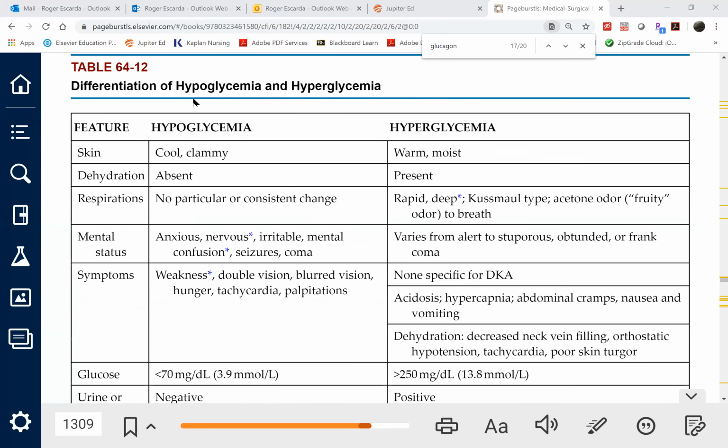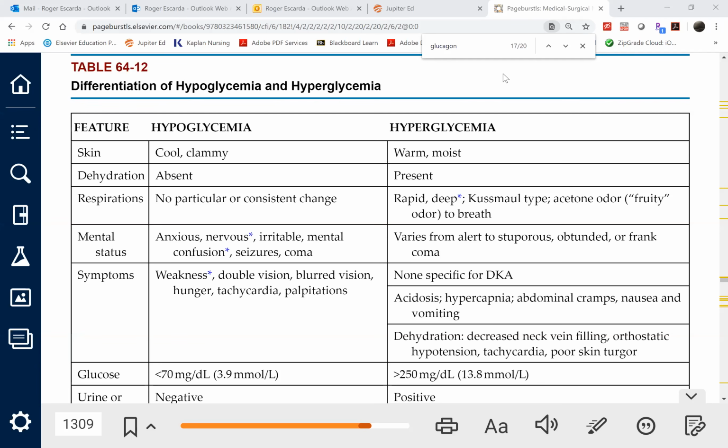Let's start with table 64-12, comparing hypo and hyperglycemia. There are 3 acute complications of diabetes. All 3 are life-threatening. Among the 3 though, hypoglycemia is the most life-threatening. The other 2, which are HHS and DKA, are both hyperglycemic episodes. I'm not saying those 2 are not life-threatening. They are. In fact, those 2 will lead to shock. However, hypoglycemia is equally, or if not, more life-threatening compared to the other 2.